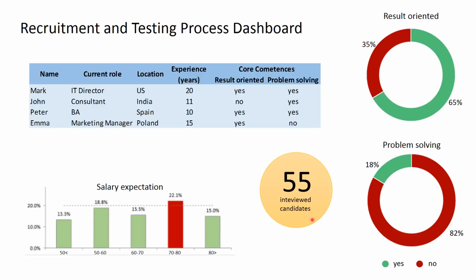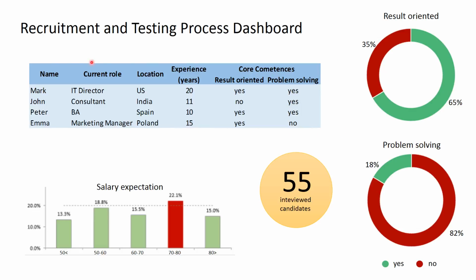This is the first exercise regarding the recruitment and testing process dashboard. This dashboard is supposed to help managers make a decision regarding the best candidate. Based on 55 interviewed candidates, I built a part of the table with the candidates' information here.